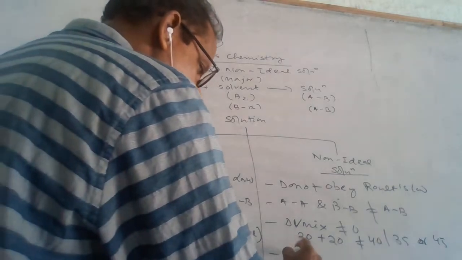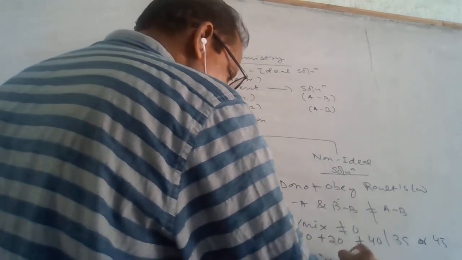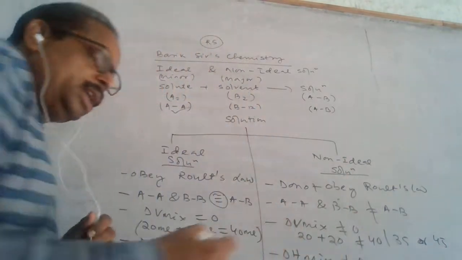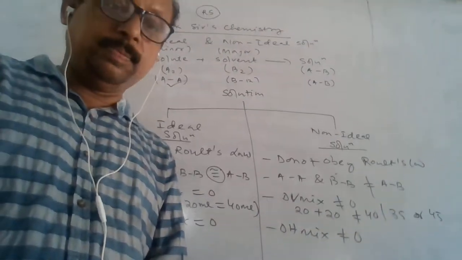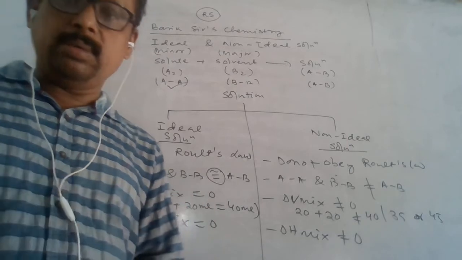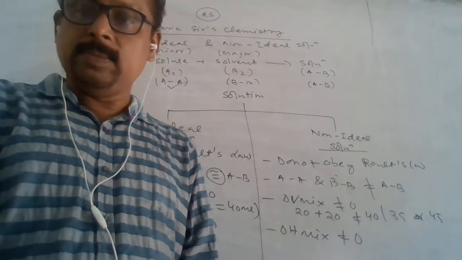But here, delta H mixing is not equal to 0. It means it may be exothermic or it may be endothermic in nature.